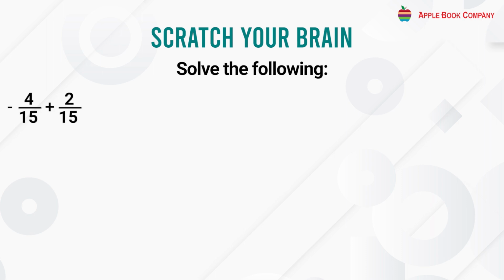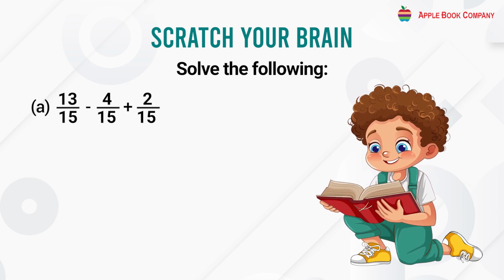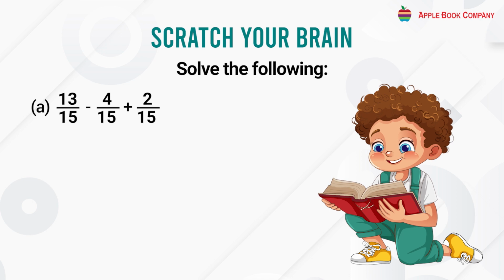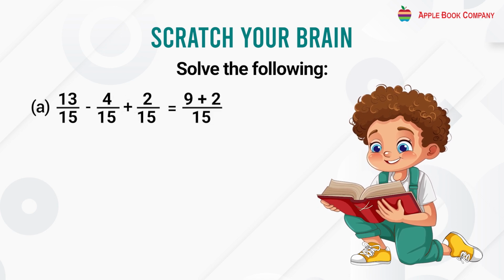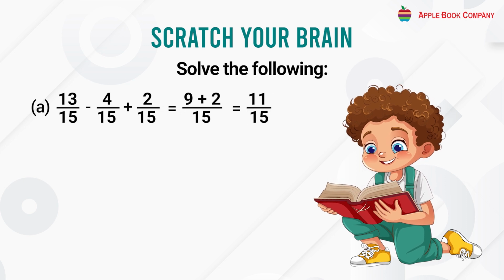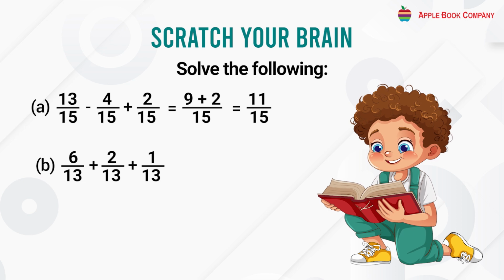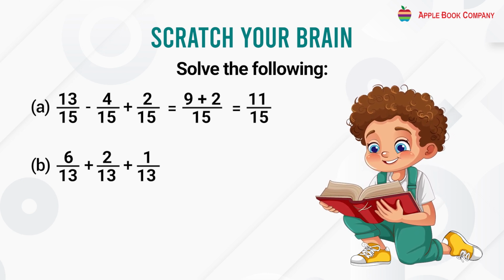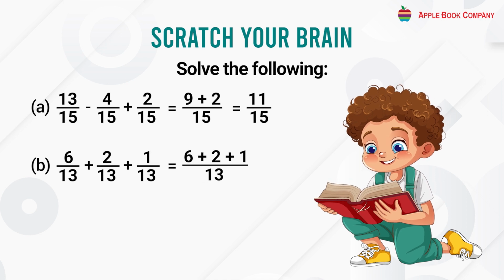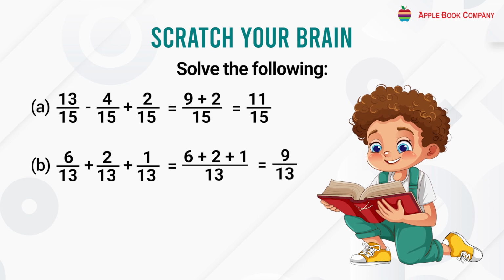Solve the following. 13 by 15 minus 4 by 15 plus 2 by 15. So you can directly add and subtract the numerators. So 13 minus 4 plus 2 gives you 11. So the answer is 11 by 15. Problem number B. 6 by 13 plus 2 by 13 plus 1 by 13 gives you 6 plus 2 plus 1 gives you 9. 9 by 13 is the answer.